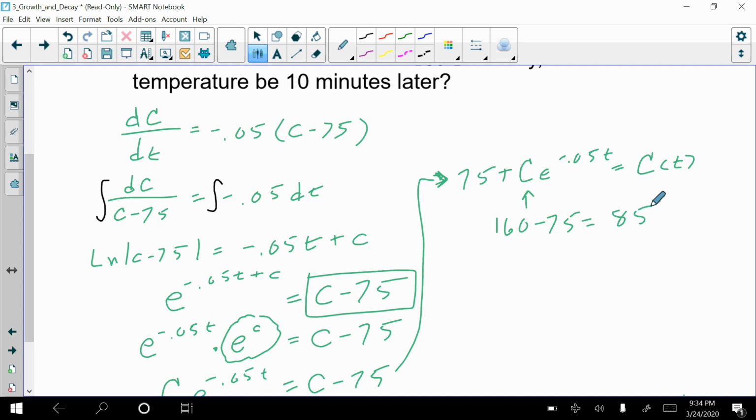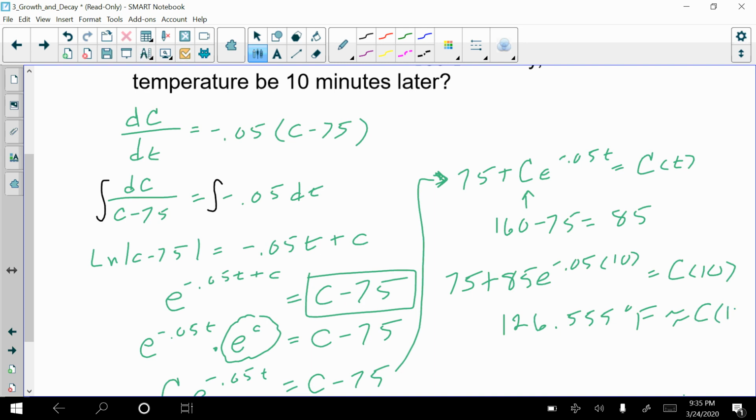So now I have 75 plus 85 times e to the negative 0.05 times 10, for 10 minutes, is equal to C of 10. And now we can just type everything that we see on the left side into the calculator, and that will give us about 126.555 degrees Fahrenheit to be approximately equal to C of 10.